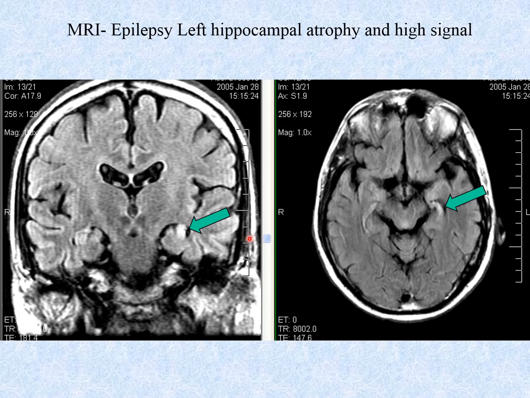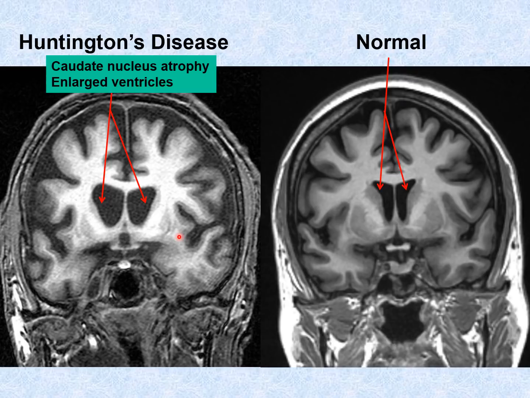You can also appreciate atrophy in the hippocampus in this person with epilepsy, but you also may see an increased signal in this image, and that will indicate a change in the tissue in that region. And you see it on the axial section as well as the coronal section.